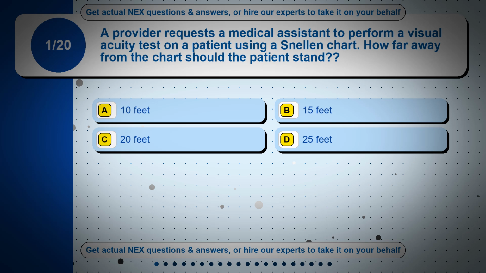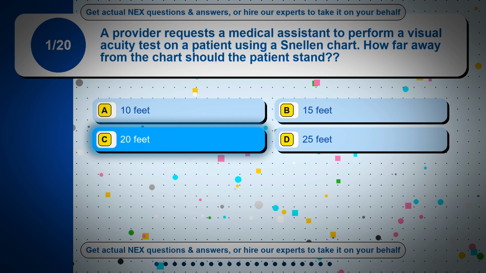Question 1. A provider requests a medical assistant to perform a visual acuity test on a patient using a Snellen chart. How far away from the chart should the patient stand? Option A, 10 feet. Option B, 15 feet. Option C, 20 feet. Option D, 25 feet.